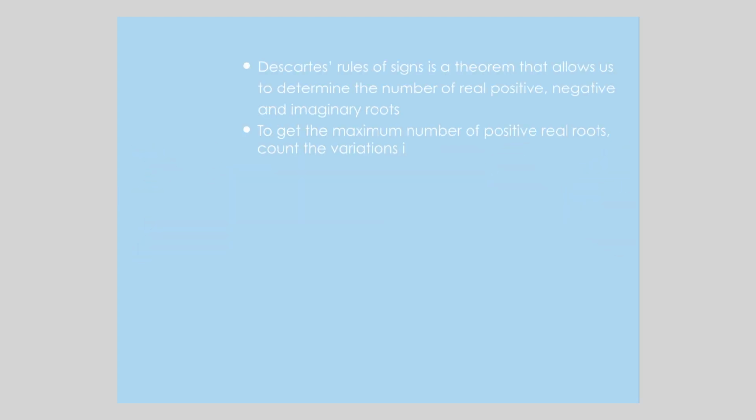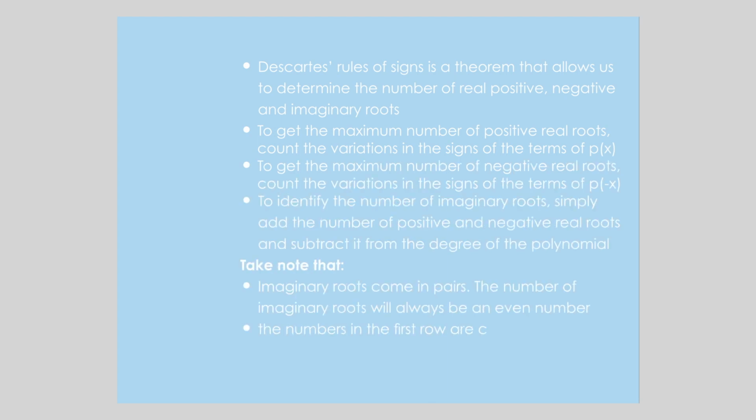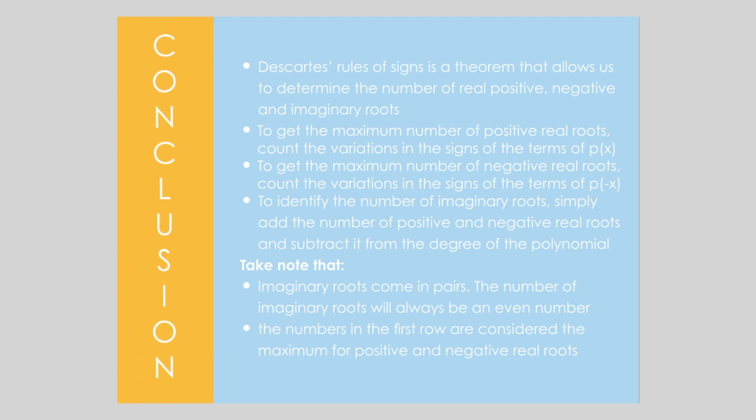There you have it. Descartes' rule of signs is a theorem that allows us to determine the number of real positive, negative, and imaginary roots. To get the maximum number of positive real roots, count the variations of the signs of the terms of p of x. To get the maximum number of negative real roots, count the variations of the signs of the terms of p of negative x.